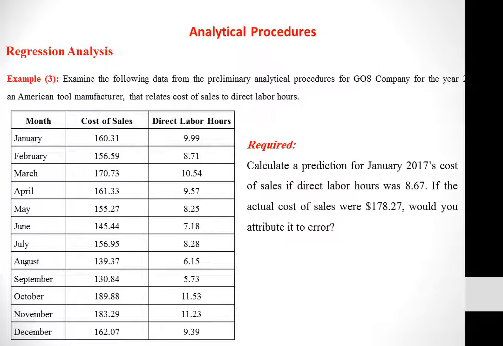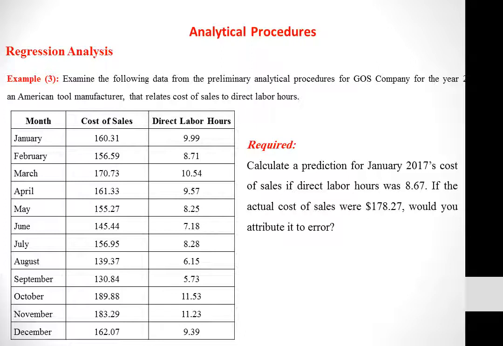Example 3 discusses how to use regression analysis to predict Y. Let's focus on Y. Y is going to be cost of sales, and X is going to be direct labor hours. Examine the following data for the primarily analytical research for GOS company for the year 2016, an American tool manufacturer, that relates cost of sales to direct labor hours. He gave me 12 months of cost of sales. Cost of sales is the variable that I want to estimate, so I prefer to estimate Y. And direct labor hours is the variable that I have the values for, which is going to give me the regression equation.